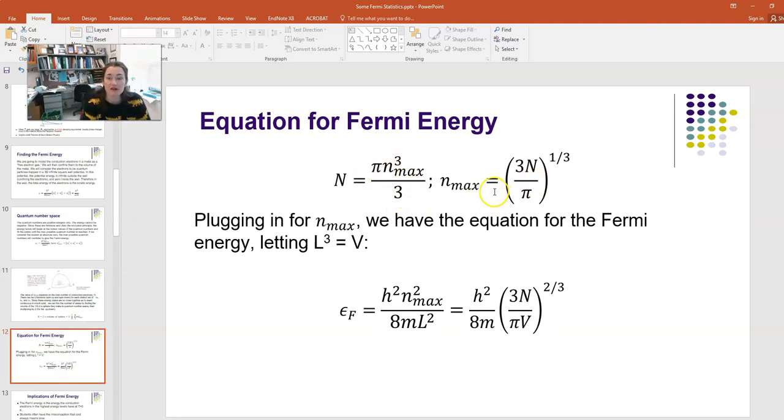Now I can solve for n max, right, using this equation. n max would be 3 times big N over pi to the 1/3 power, right, taking the cube root there. Now I'm going to plug that equation in, right, plugging in for n max into our equation for the Fermi energy.